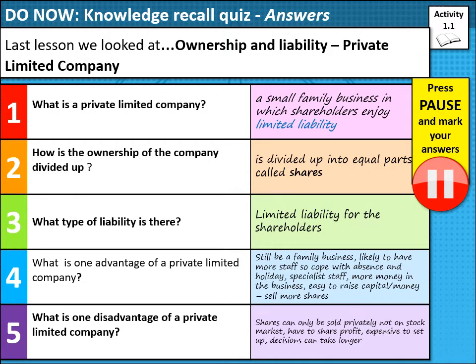What is a disadvantage? There are a few here. Shares can only be sold privately, not on the stock market like a big company like, for instance, Marks and Spencer's, or on the stock exchange. They have to share the profit. This is a private limited company. They have to share all the profit between their shareholders, and it can be expensive to set up, and decisions can take longer because they have to be made by the board of directors.